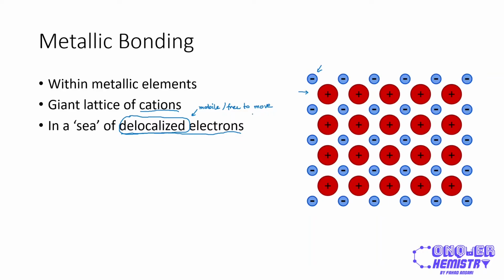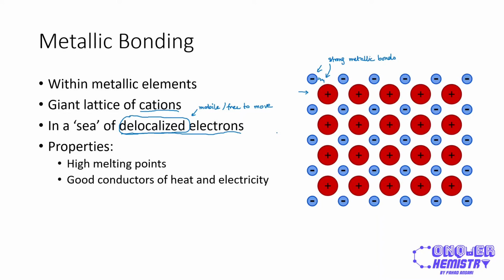So, properties of metals include high melting points because of the strong metallic bonds between the cations and the delocalized electrons, right? So strong metallic bonds that require a lot of energy to break, that gives you a high melting point.